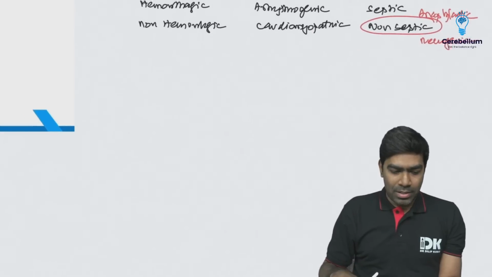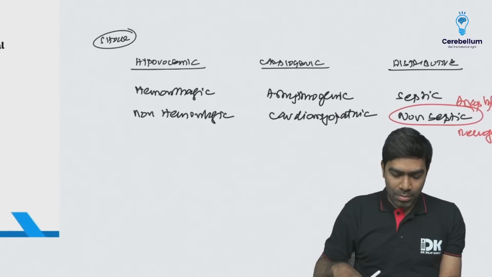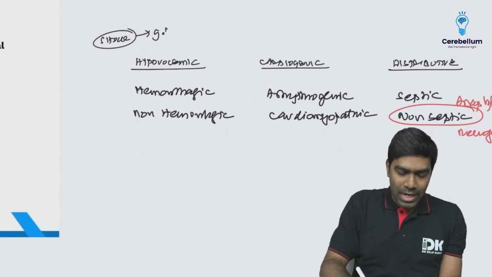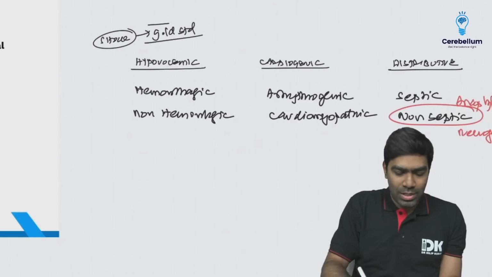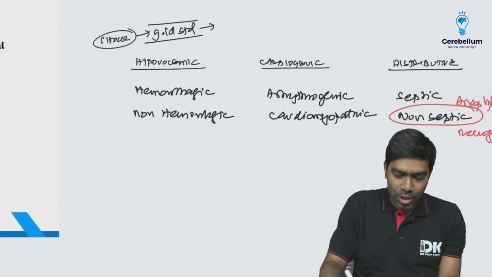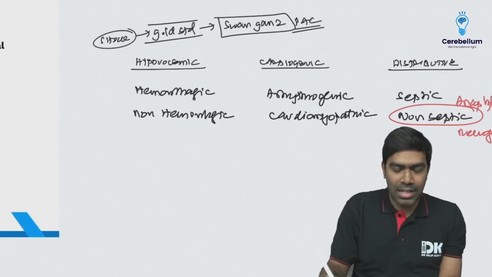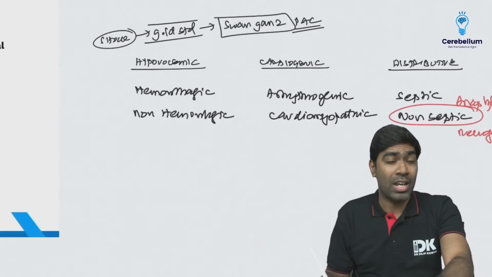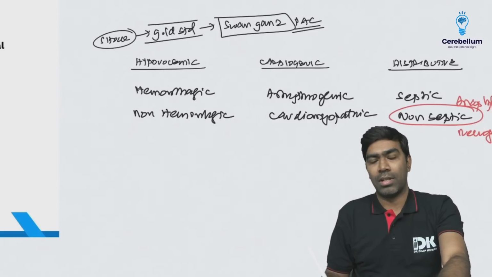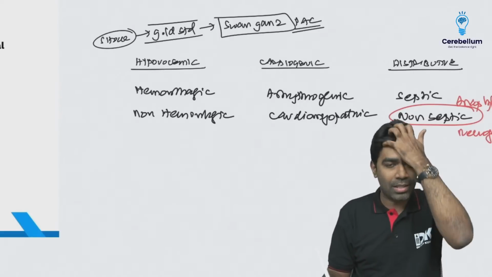So what are the parameters you're going to see? Remember, for any shock, the gold standard for diagnosis and monitoring of your therapy is going to be the Swan-Ganz catheter, otherwise called pulmonary artery catheterization. The gold standard for any shock is the Swan-Ganz pulmonary artery catheter.